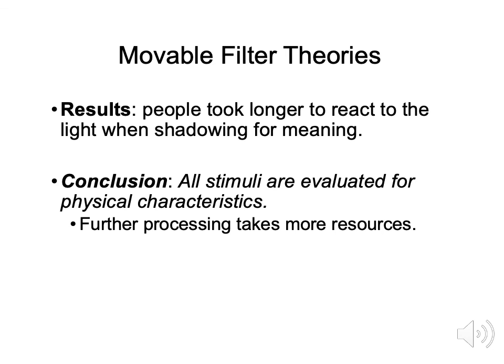This suggests that filtering information based on either physical or semantic properties occurs, but for semantics, the meaning takes more effort. While they can filter information based on either physical or semantic characteristics, shadowing on the semantic level interfered more than shadowing on the physical level with the secondary task. This suggests that we can differentially allocate attentional resources based on how effortful something is. Overall, the takeaway from this research shows that all stimuli are evaluated for physical characteristics and that further processing requires more resources.